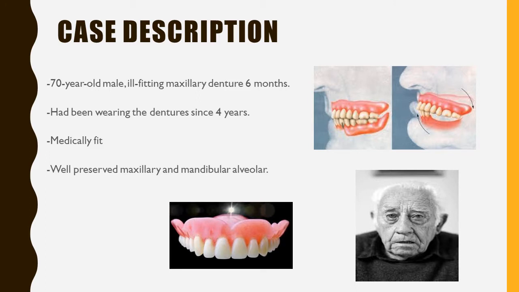Case description. A 70-year-old male patient presented with a chief complaint of ill-fitting maxillary denture since about 6 months. The patient had undergone extraction of all his teeth due to mobility and decay and had been wearing the denture since about 4 years. The patient was medically fit and did not suffer from any systemic illness.